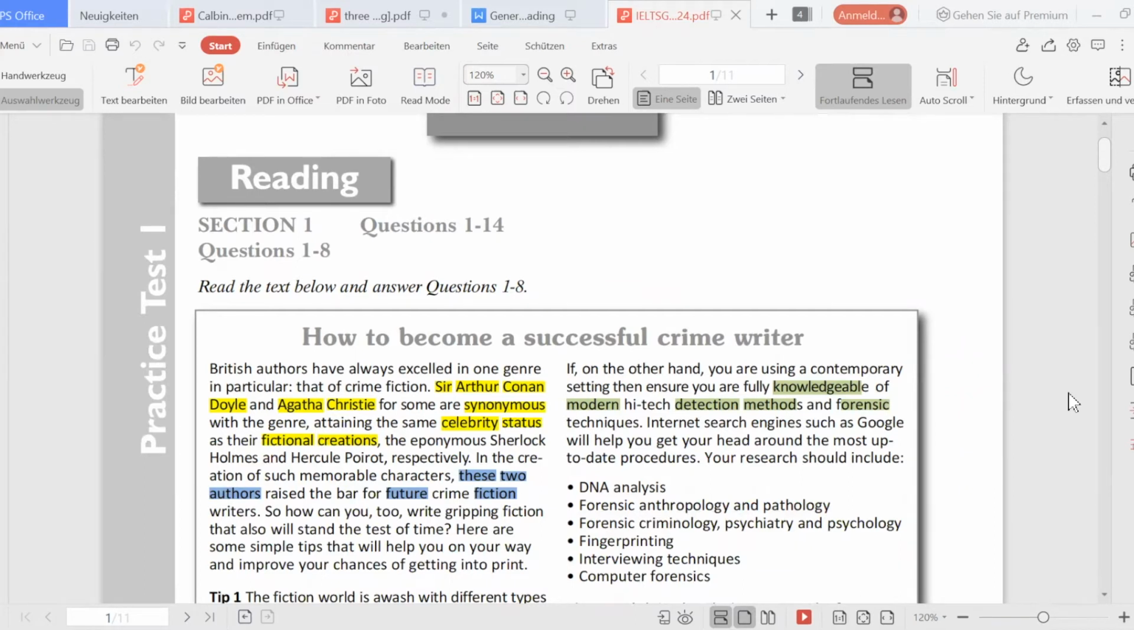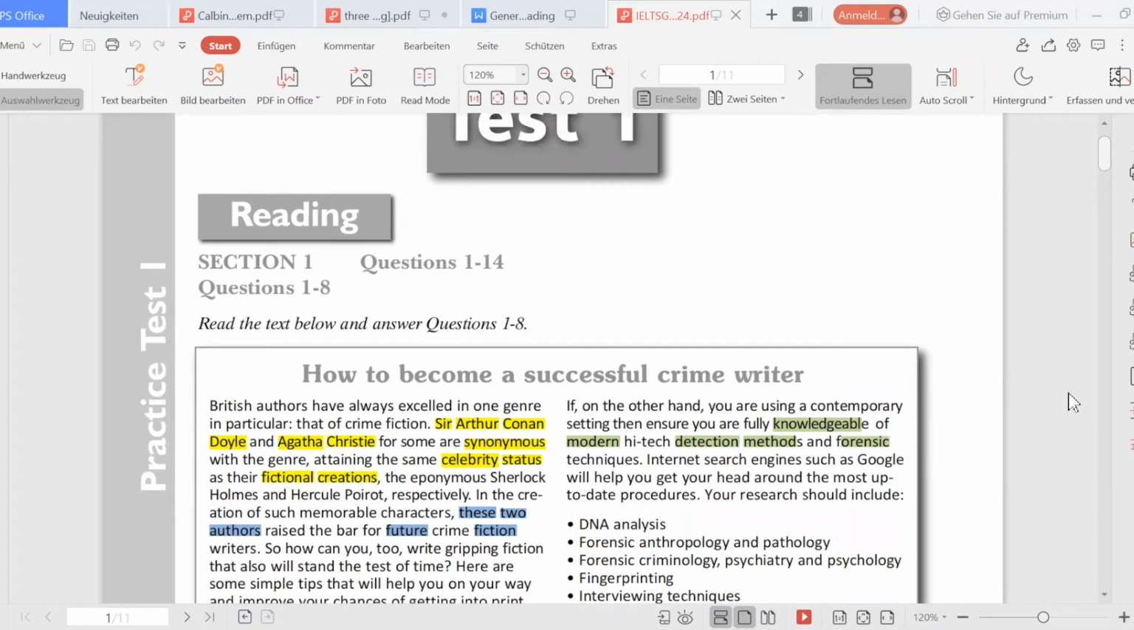We're actually going to apply the systematic approach that I talked about. So the first thing you do, immediately you're allowed to start the exam, is first read the title of the text. Okay, so in this case, how to become a successful crime writer.